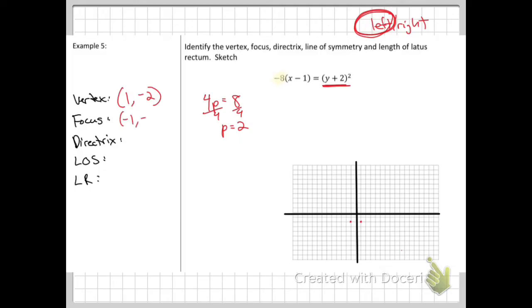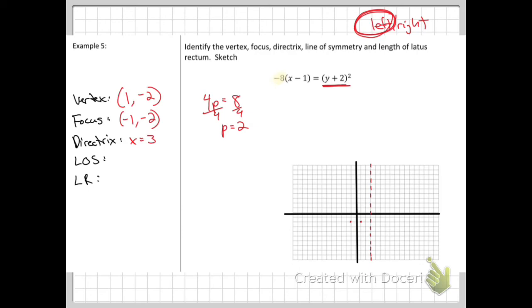Negative 1, negative 2. The directrix must be 2 in the other direction. So 2 the other way. Directrix is an imaginary line, so we'll draw a dotted line for our directrix. Equation of the line for the answer blank. That line is x equals, and it's going through 3, so x equals 3. I'll do my line of symmetry in a second.